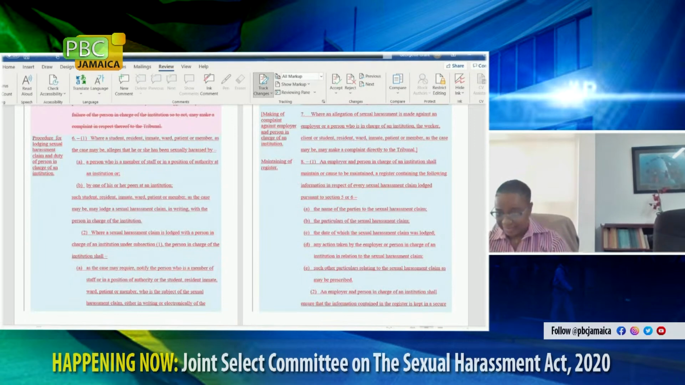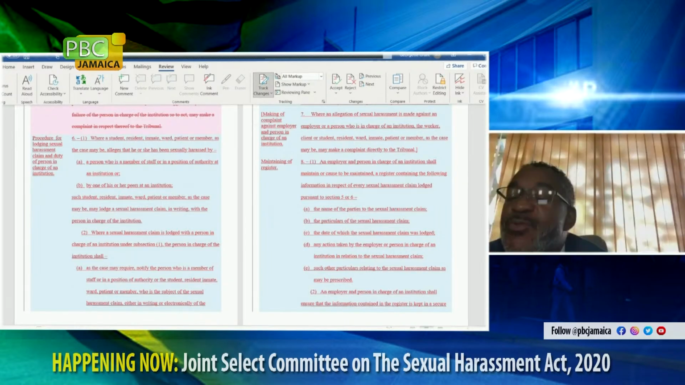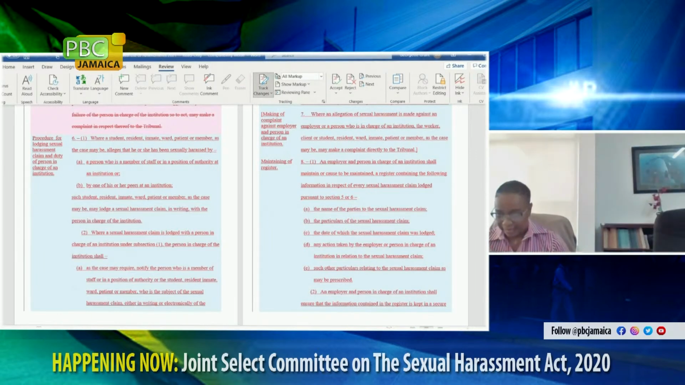So I've inserted that. After clause 6, insert the following new clauses. This is my makeup, so the committee is going to have to tell me if you're happy with it. This is the one that ratchets it up right to the tribunal. It says: making of complaint against employer and person in charge of an institution. And it reads, where an allegation of sexual harassment is made against an employer or a person who is in charge of an institution, the worker, client, or student, resident, ward, inmate, patient, or member, as the case may be, may make a complaint directly to the tribunal.